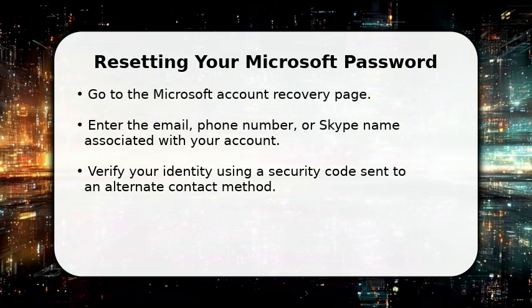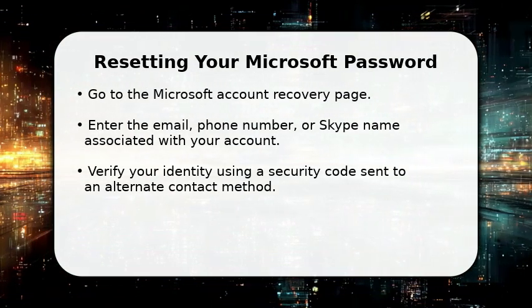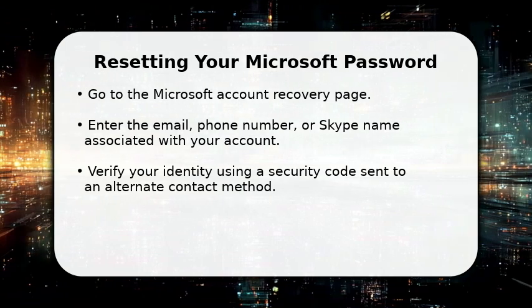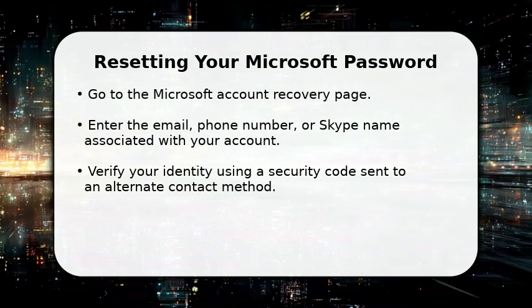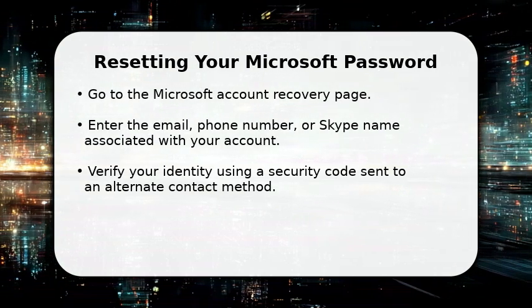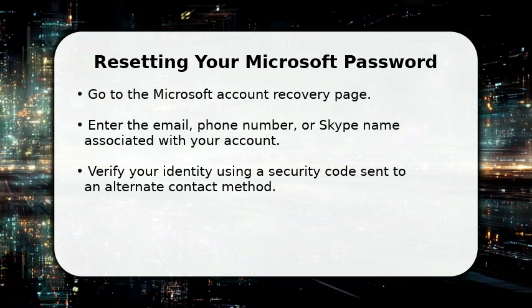After submitting this information, Microsoft will prompt you to verify your identity by sending a security code to an alternate contact method you have on file. This initial step is crucial for ensuring only you can access your account. Follow the on-screen instructions carefully.